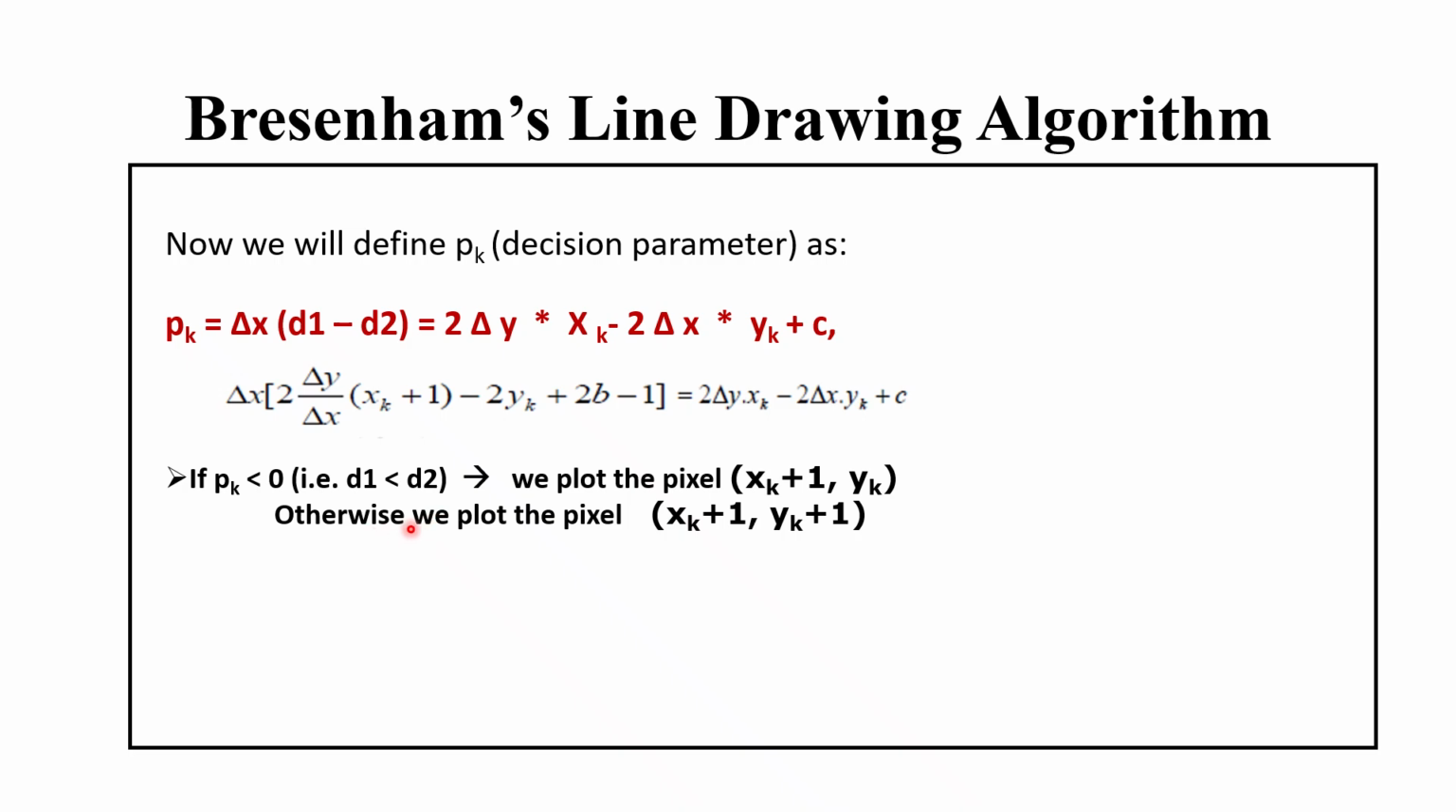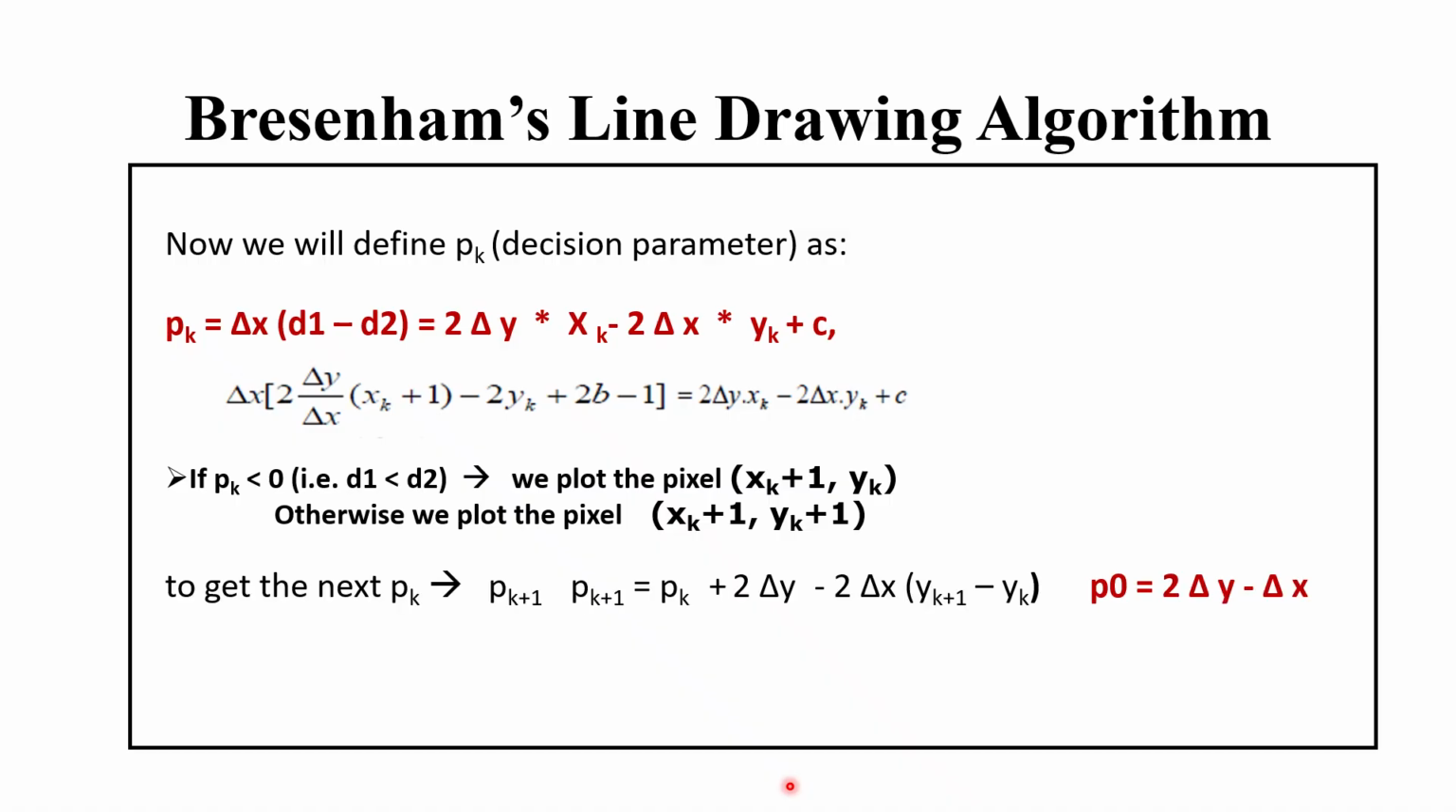If d1 is less than d2, then it leads to pk less than 0. In that case, the first pixel will be plotted. Otherwise, the second pixel will be plotted. So every time after plotting the pixel, we need to calculate the decision parameter for the next step. So the initial decision parameter is given as P naught.